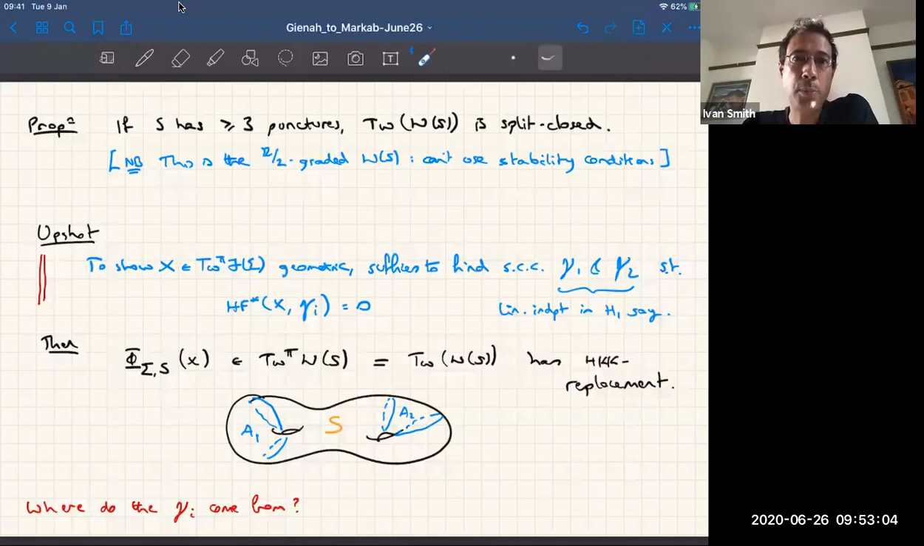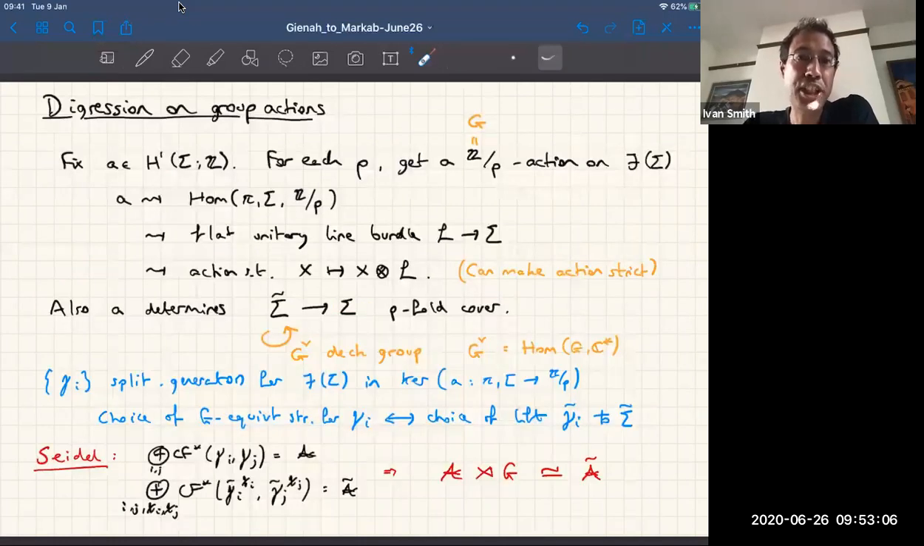Okay, and this comes from machinery in equivariant Floer theory. So there's a kind of digression on various beautiful ideas introduced over the years by Paul and others. So if I take an integral cohomology class on a surface, I think about a prime P, I have a Z mod P action on the Fukaya category coming by tensoring by flat unitary line bundles.